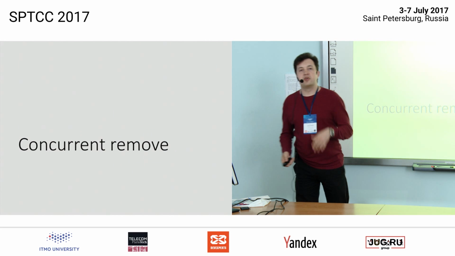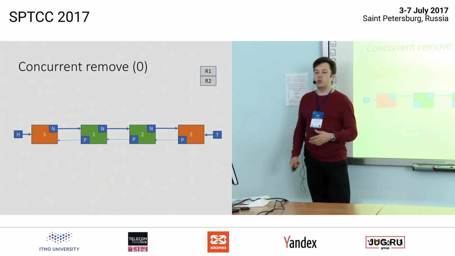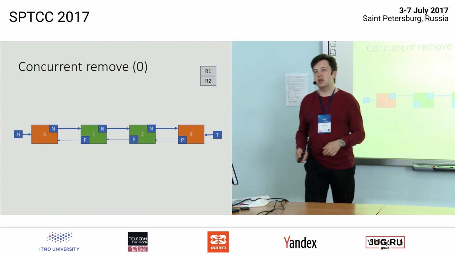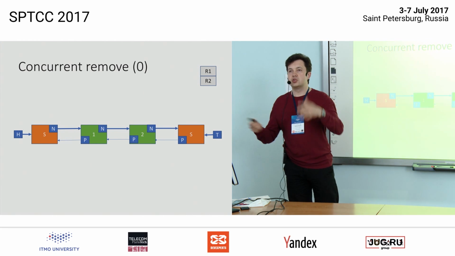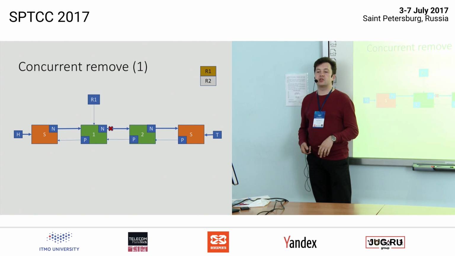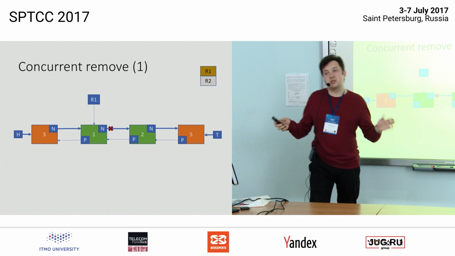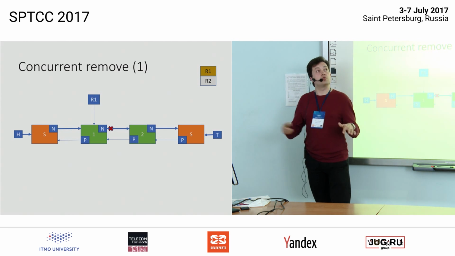Now, what happens if we have a concurrent remove? Like, we have a list with 2 nodes, and 2 threads are trying to remove an item. The first thread takes the first move, marks the first item as removed. But that's it, and then it gets, say, preempted. The only thing it managed to do is to mark.